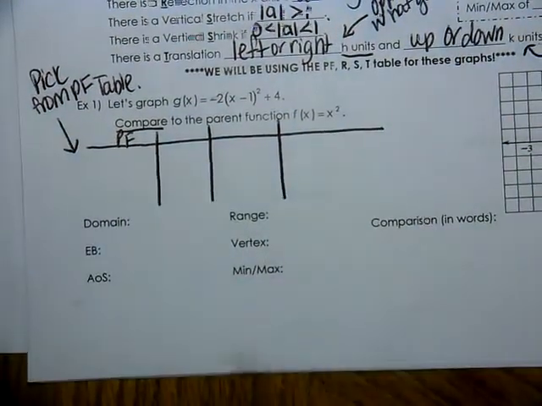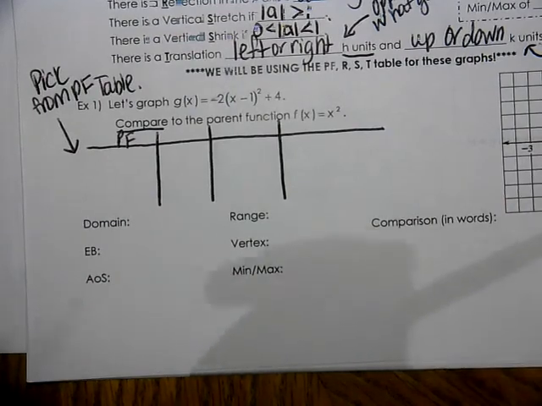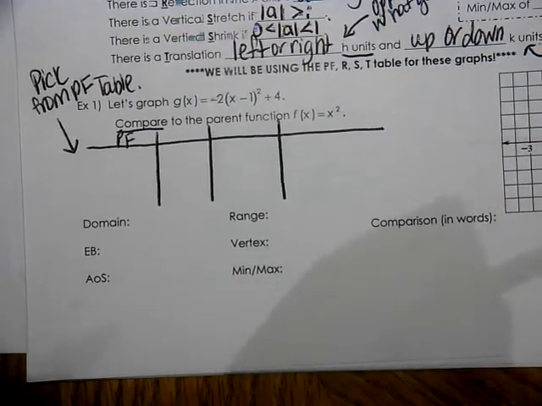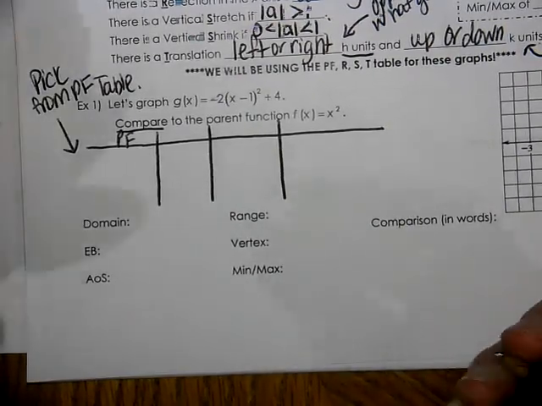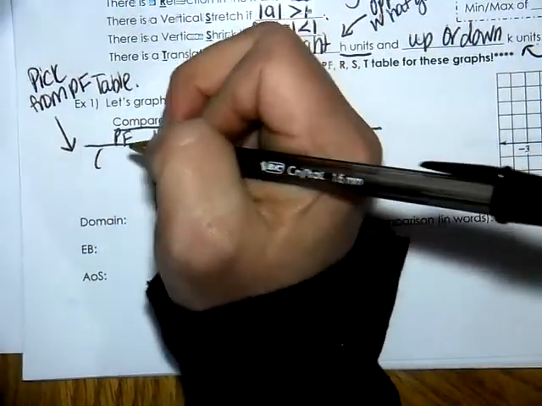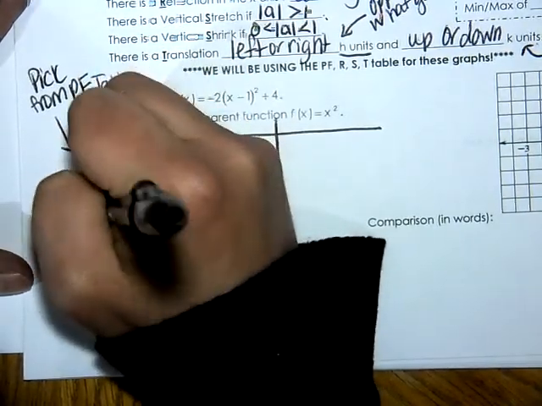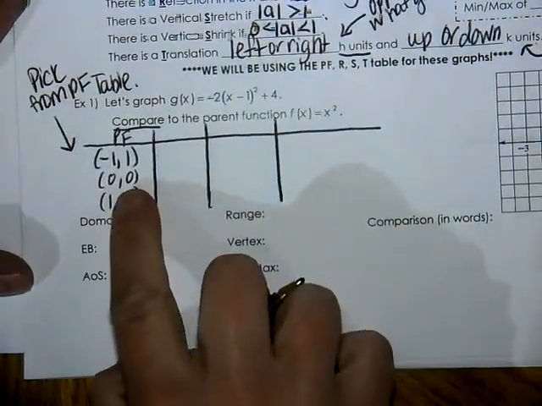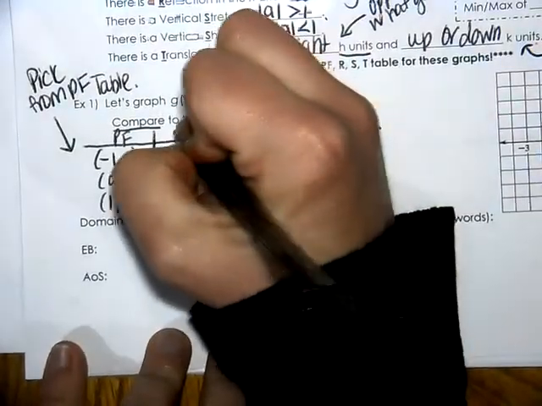So you might want to pick numbers like 3, 9, 2, 4, 1, 1, 0, 0, or negative 1, 1, negative 2, 4, and negative 3, 9. All of those would be considered perfectly acceptable. All you need are 3 ordered pairs. 5 ordered pairs are a lot nicer because it gives you that full U shape, but I'm pretty open. So we're going to just keep this simple and choose negative 1, 1, 0, 0, and 1, 1. And the reason why 0, 0 needs to be in there is because it's the vertex, and that is a really important point.